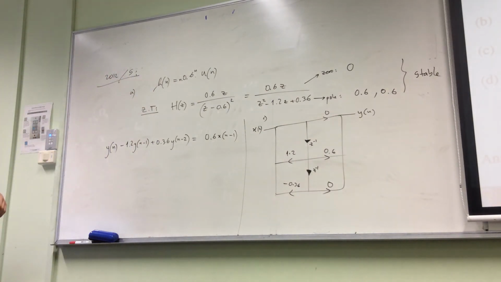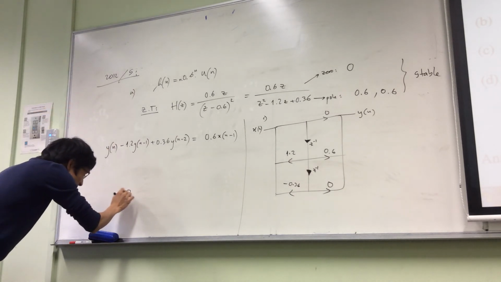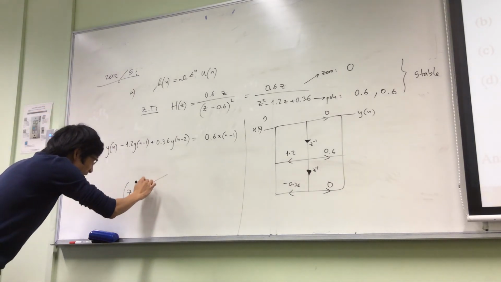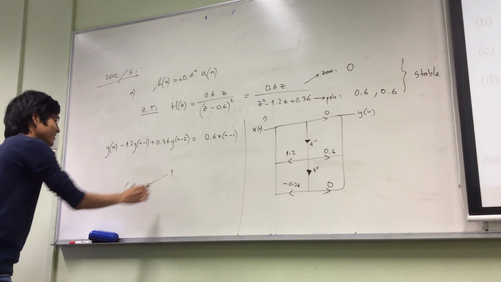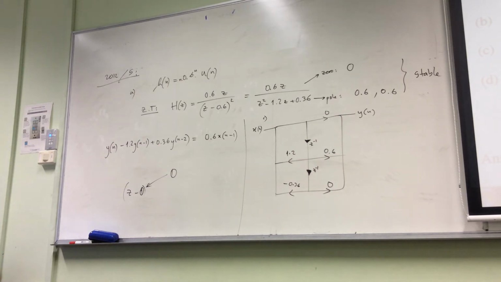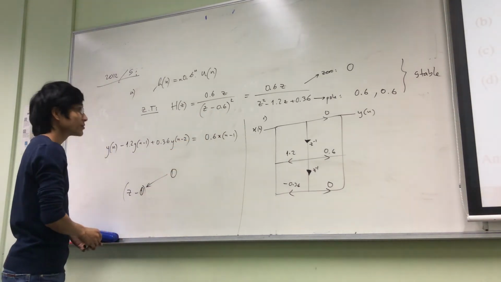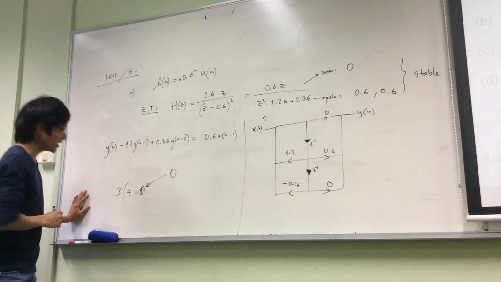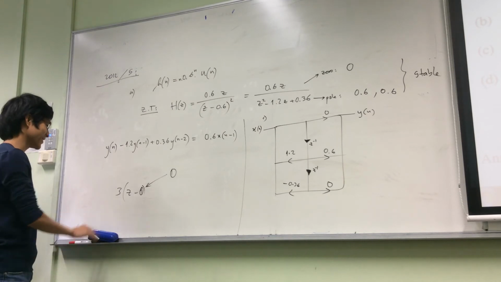Why is it 0? Because z equals 0 makes it 0. Z minus 1, so this one is 1. But how about the 0.6? We don't care. If we put a 3 here, does it matter? No, it doesn't matter.